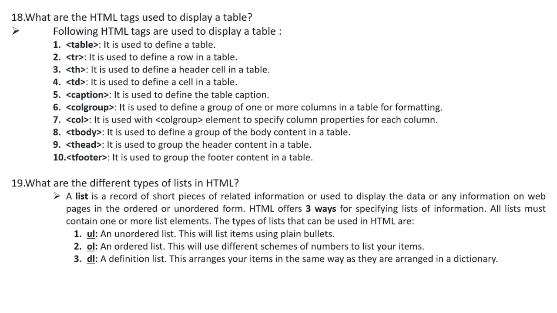The types of lists that can be used in HTML are: UL, an unordered list. This will list items using plain bullets. OL, an ordered list. This will use different schemes of numbers to list your items. DL, a definition list. This arranges your items in the same way as they are arranged in a dictionary.